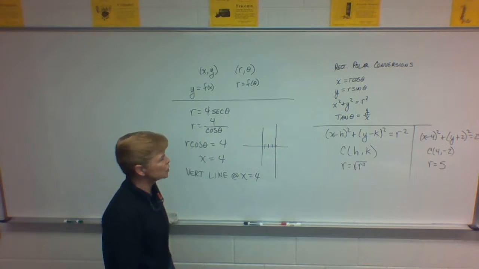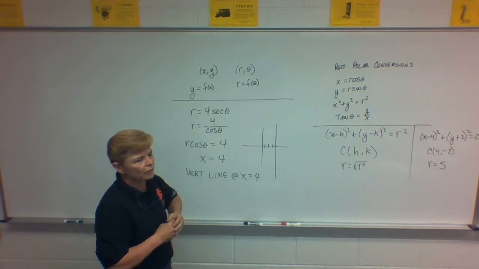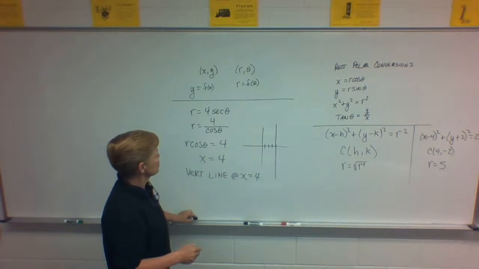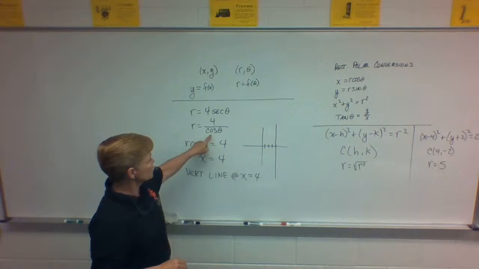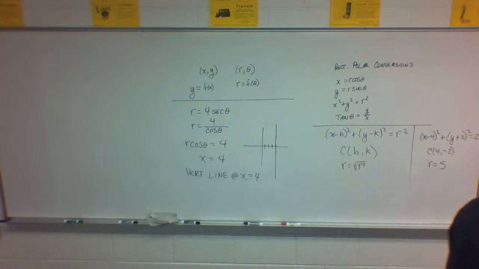Seems awfully strange. It seems like when you have r's and thetas, things ought to turn out curvy some way or another. Graph this. Type r equals 4 over cosine theta. Type it in that way and see what you get. They're all straight.